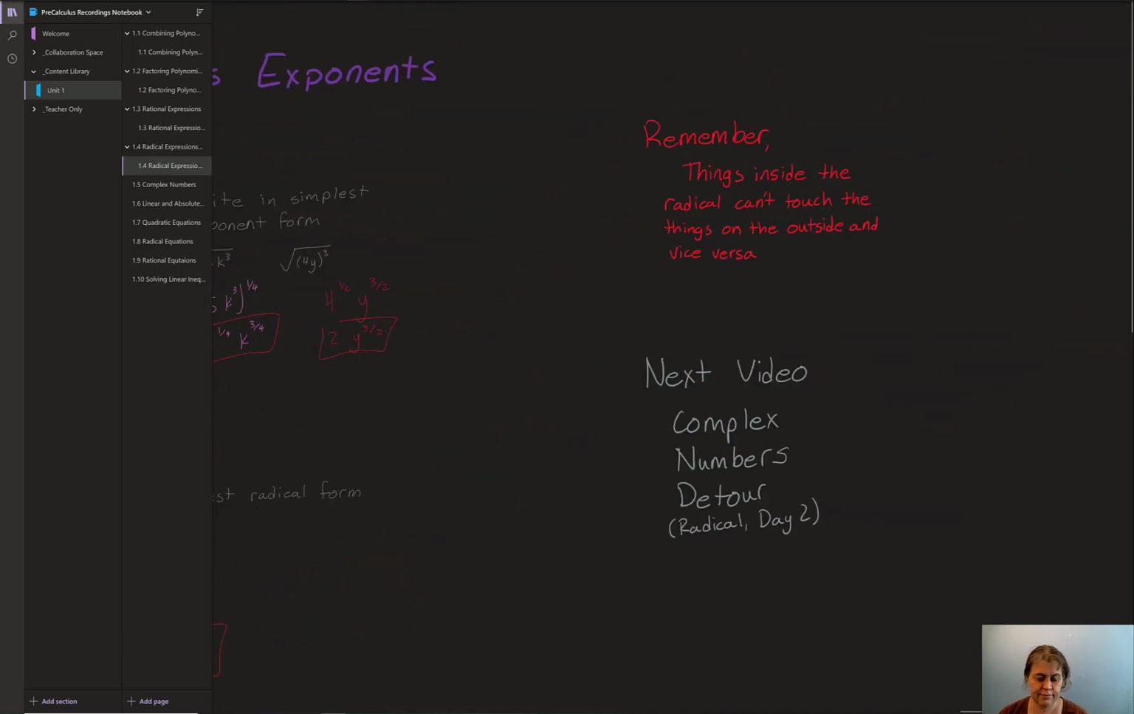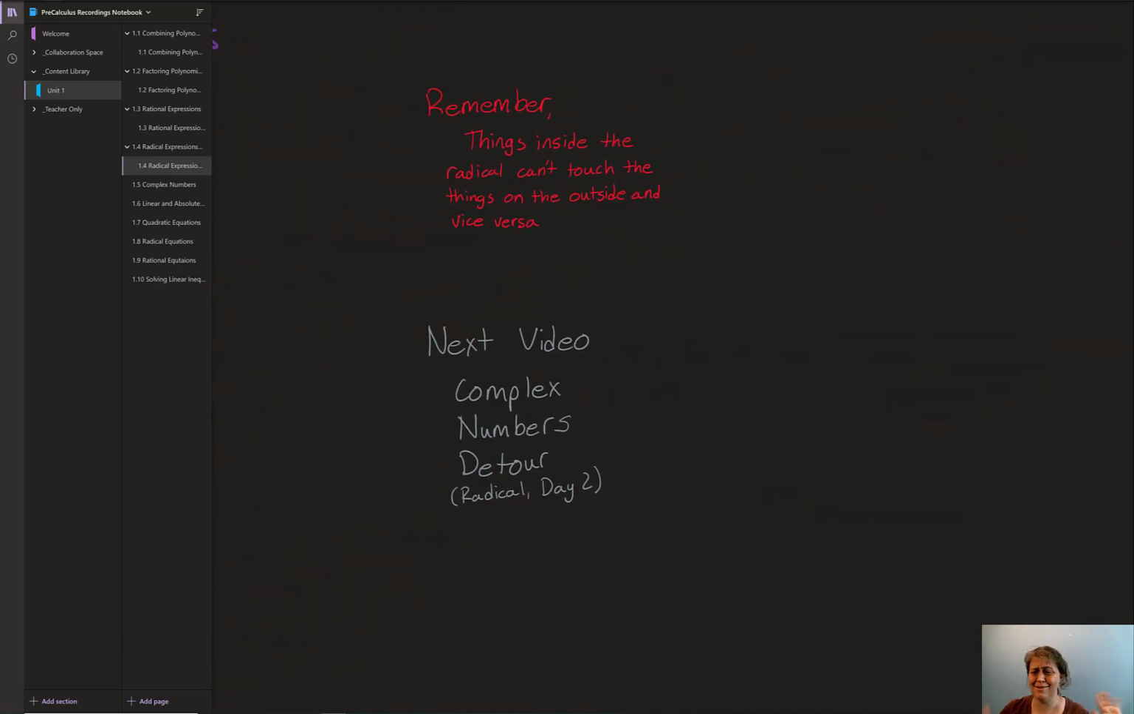We made it! It's only 26 minutes long. Things to remember, the things inside the radical can't touch the things on the outside, and vice versa. We kind of talked about that, just want to make sure that that really drives home. And our next video is going to be about complex numbers. It's a slight detour. Kind of think of it as radicals day 2. What do we do with the negatives inside of an even radical? Oh my goodness, it's going to be great.